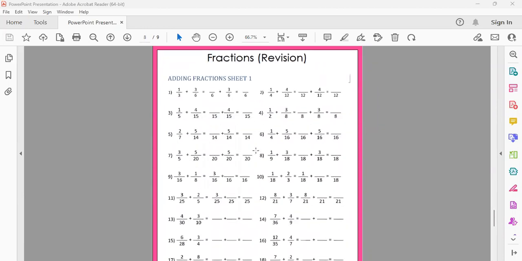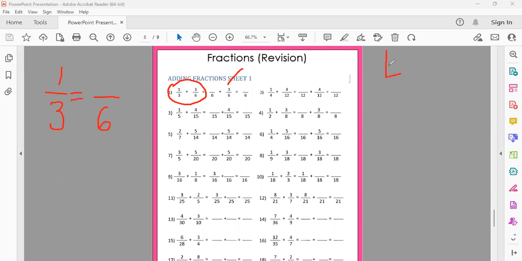Now, however, on your 8th page, you will see that the denominator is not the same. So if it's not the same, then we make it the same. So look at this first question, 1/3 plus 3/6. I'm going to keep my 3/6 and instead I'm going to change that 1/3 to become something over 6. Okay, so what do I do?